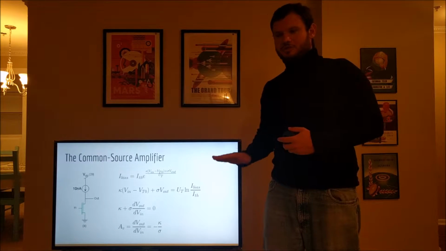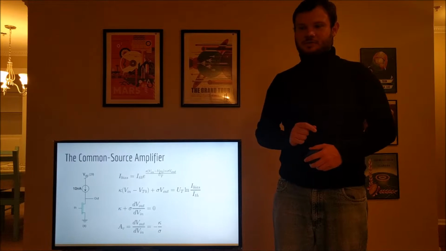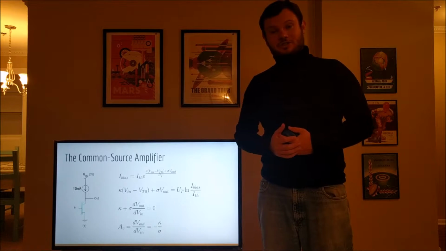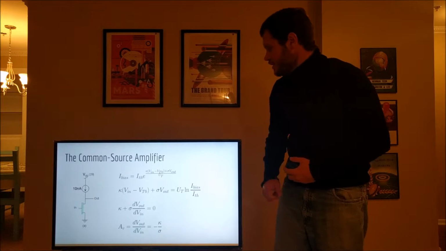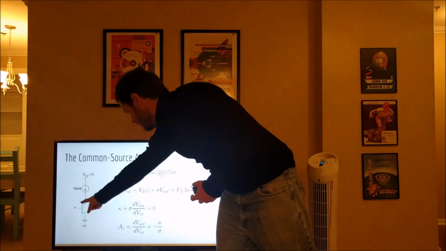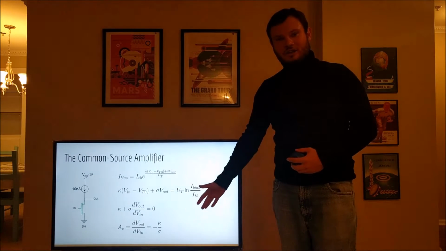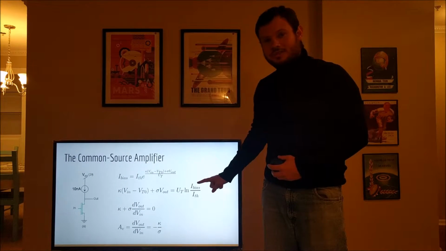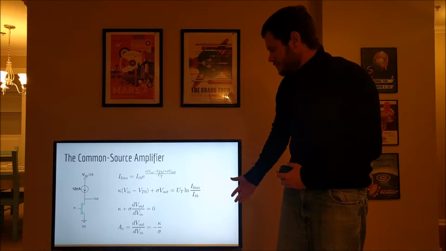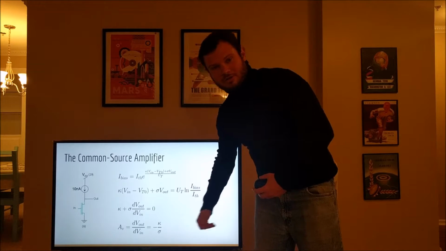We start with the subthreshold expression for channel current as a function of gate voltage and drain voltage. Since the source of the NFET is grounded, we know that the two free parameters are input, gate voltage, and output, drain voltage. We can then linearize the expression, noting that the right-hand term is necessarily constant, and come up with a gain of negative kappa over sigma.